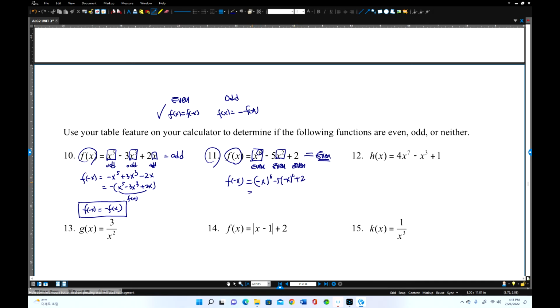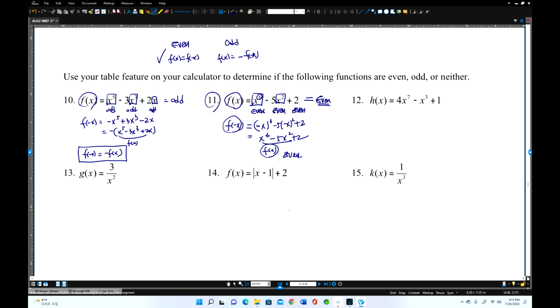Negative numbers, we multiply 6 times, positive, right? So x to the 6 minus x squared plus 2 is actually f of x. This is f of x. So f of negative x is exactly equal to f of x, all right? That is even. Okay, you can solve it this way.